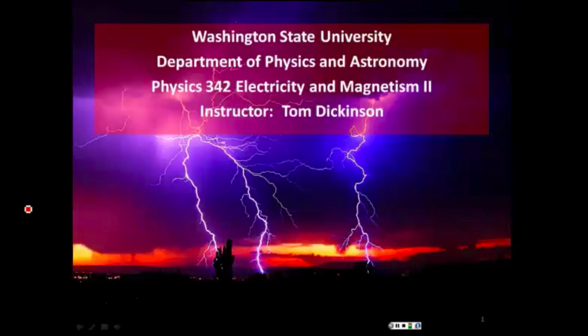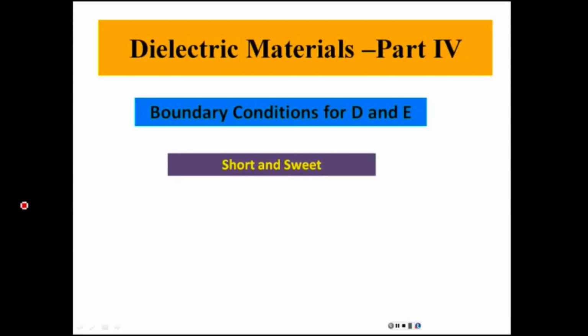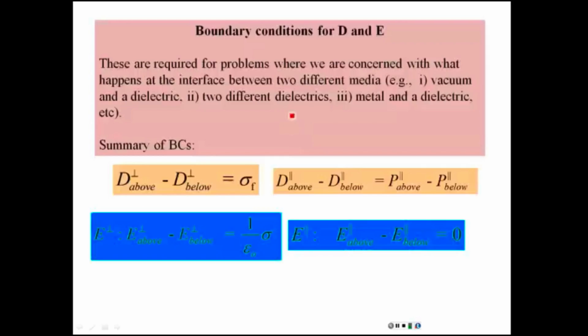Let's look at boundary conditions. And we're talking about the BCs for D and E. I tell you right now, this is going to be very short, so hang in there. What we're talking about is the interface between two different materials that have a dielectric.